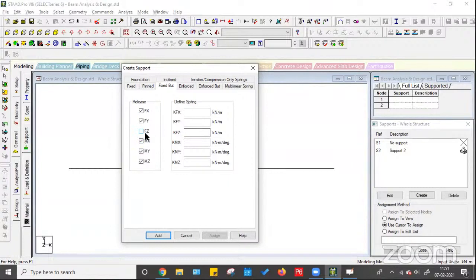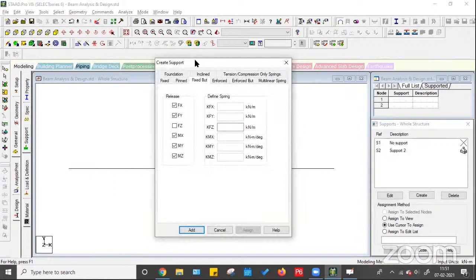Sorry, let's keep FZ as a support. Otherwise we could have kept MZ, but that's fine. FZ we are keeping as the upward direction reaction. So all the directions of restraints I have released, just FZ I'm keeping. Release means everything else is fixed here. Here it says fixed but these directions are released. Just FZ reaction is there.